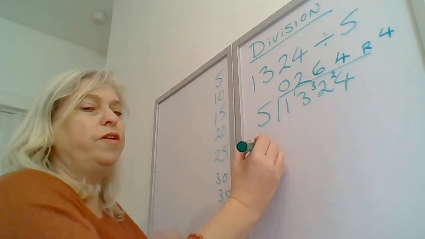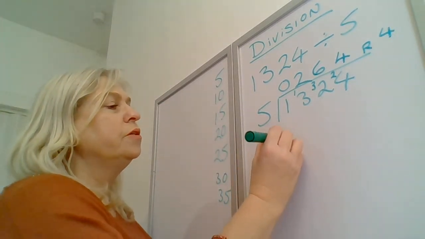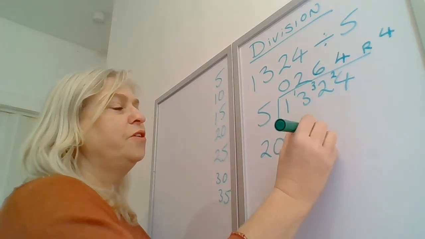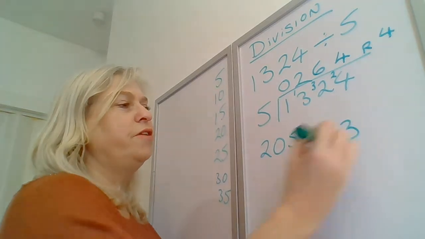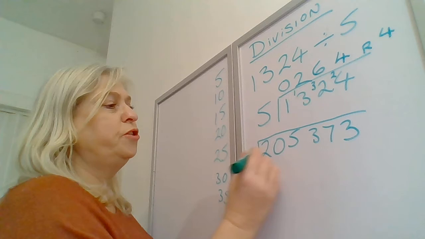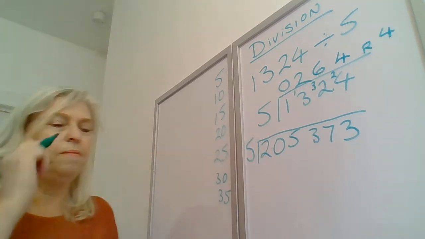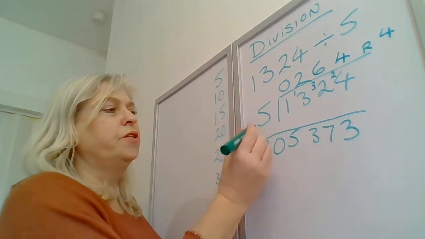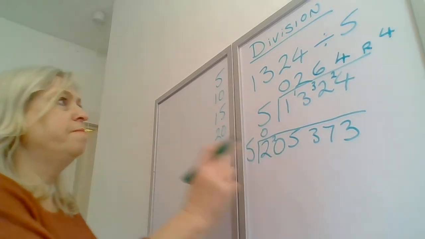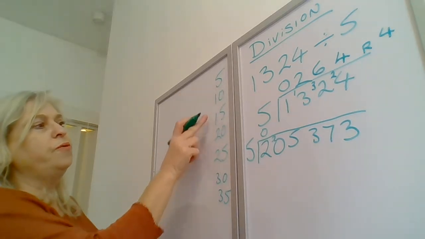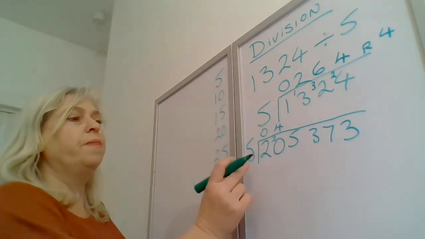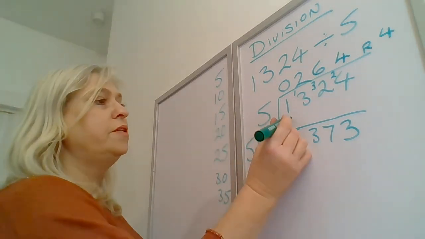So this time we'll do a really long number. We'll do 205,373. And we're going to do that divided by 5. So we'll do our bus shelter. Okay. 5 into 2 doesn't go. Carry the 2 on to the next number. 5 into 20. It goes exactly, look, 1, 2, 3, 4. It goes exactly 4 times. There's nothing left over. 5 into 5 is going to go once.